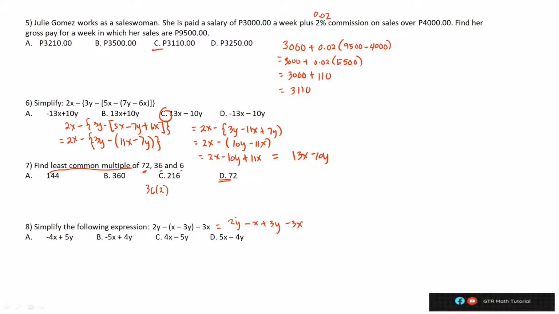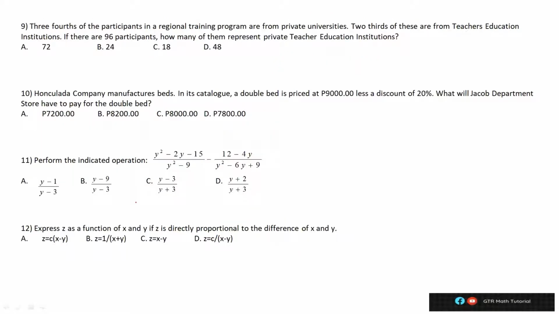Then, combine like terms. So, 2y plus 3y, so we have 5y, negative x minus 3x, so we have negative 4x. So the answer is 5y minus 4x. Ito yon. So nabaliktad lang yung pwesto. Negative 4x plus 5y or 5y minus 4x. Okay, so next slide. So number 9.